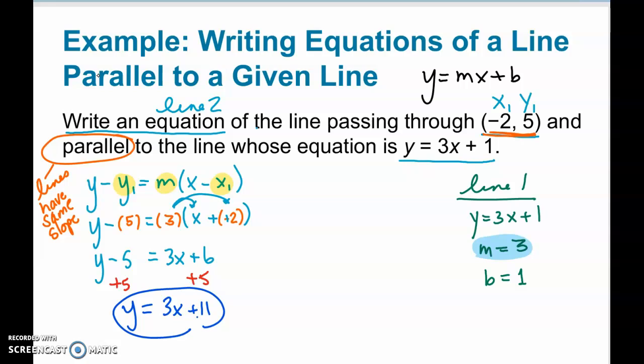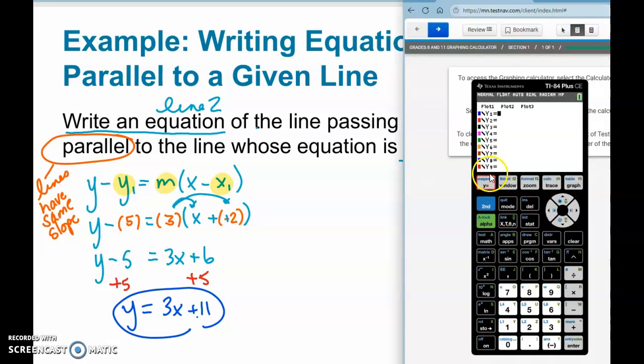And you can also take both of these and put them in your graphing calculator and just verify that they look parallel to each other. So let's do that. I'm going to pull up my calculator, and you should pause the video, grab your calculator, and do the same thing. So graph both of these.